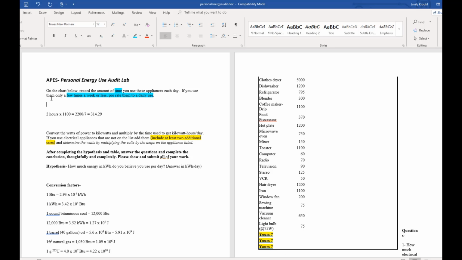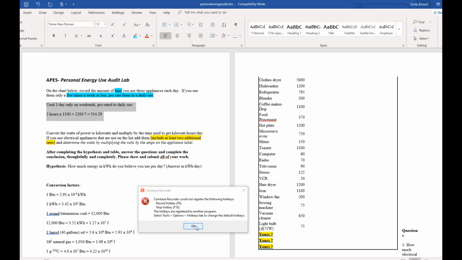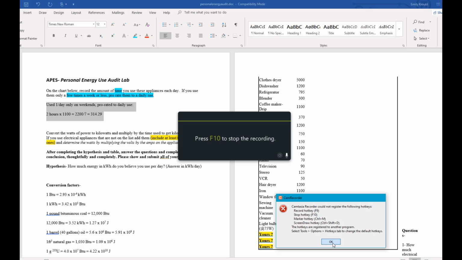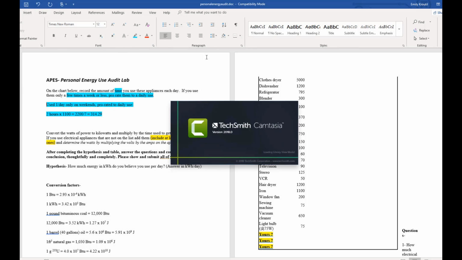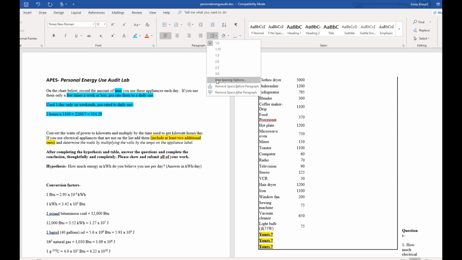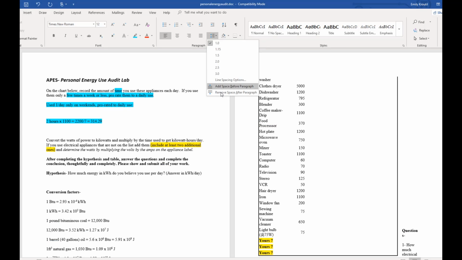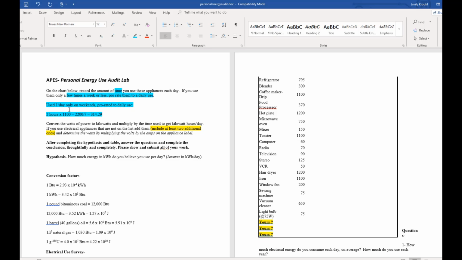I'll make a note here. I'll write here: used once per day only on weekends, prorated to daily use. Okay, so that's what I added.